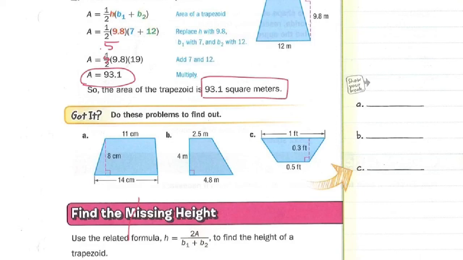Now I would like you to try A, B, and C on your own. Please make sure you show your work, and then when you have finished, you may listen to Stuart give you the answers, okay? There really isn't anything tricky about any of these. They're all labeled with the 2 bases and the height, so please try to come up with your best answers here, and then we'll have Stuart come back and give you the right answers.